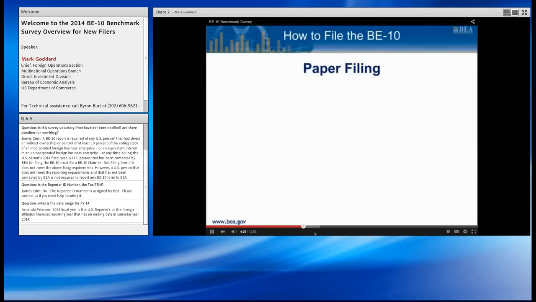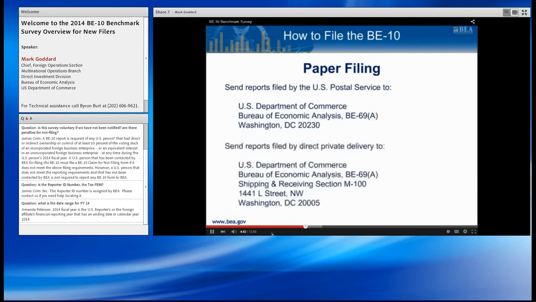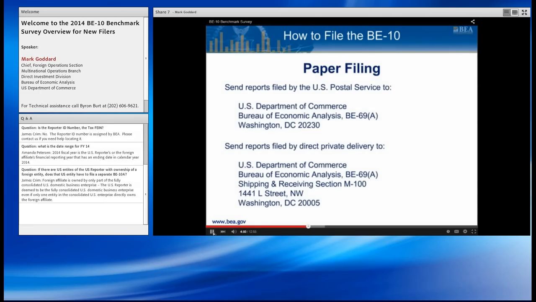For paper filing, you can mail your completed reports to BEA using either the U.S. Postal Service or a private delivery service. The address is different depending on which service you choose to use. Addresses are printed on the front of the survey forms.